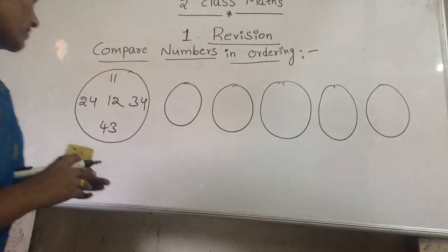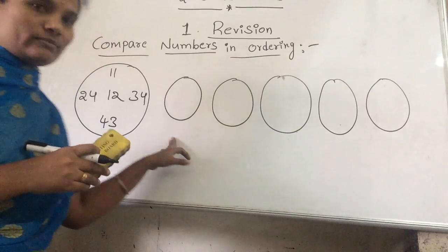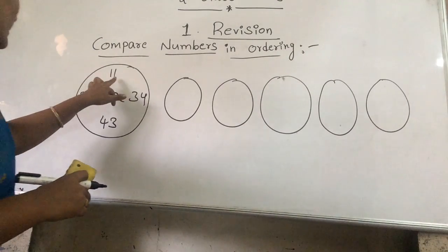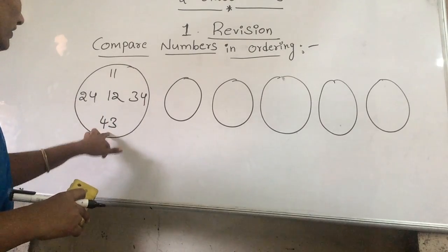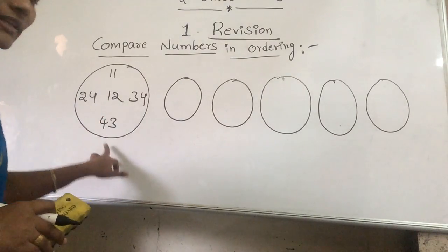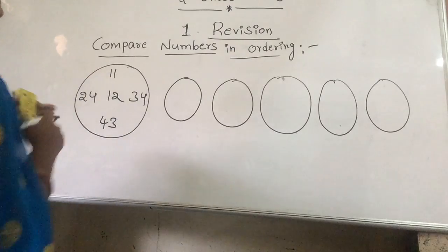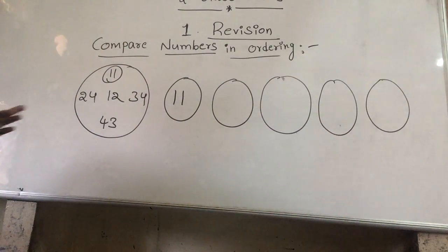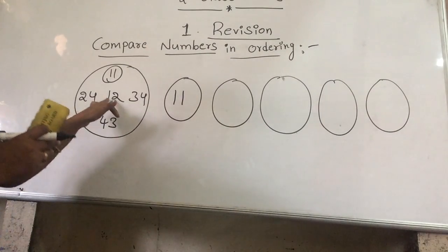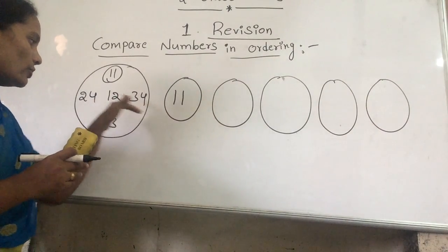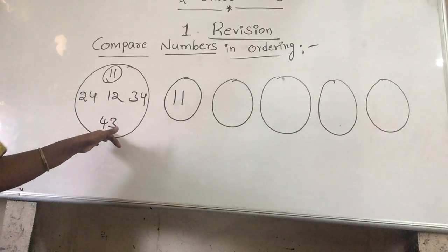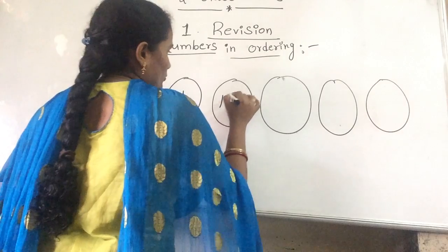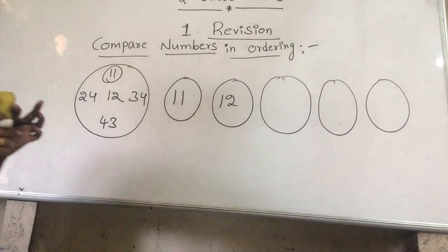Okay children, you start from the smallest number. First you find out which one is the smallest number. 11, 24, 12, 43 and 34. Which one is the smallest number? 11 is the smallest number. So you should write in the first circle 11. Okay children. Next one. Which one is the smallest one? 24, 12, 34 and 43. Which one is the smallest one? 12. Next you should write in the second circle 12.